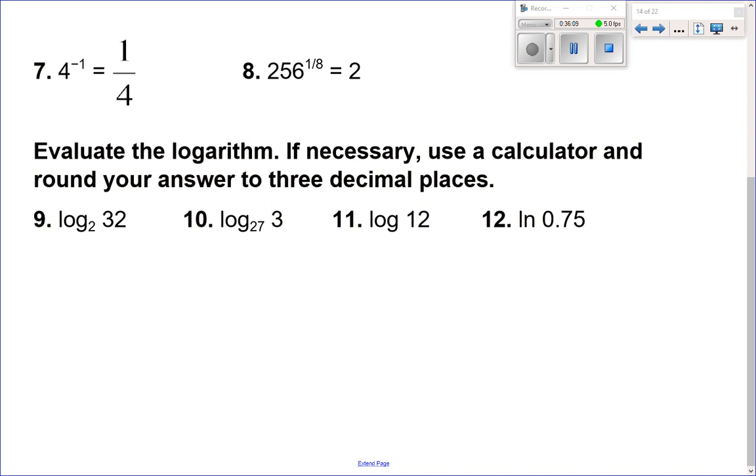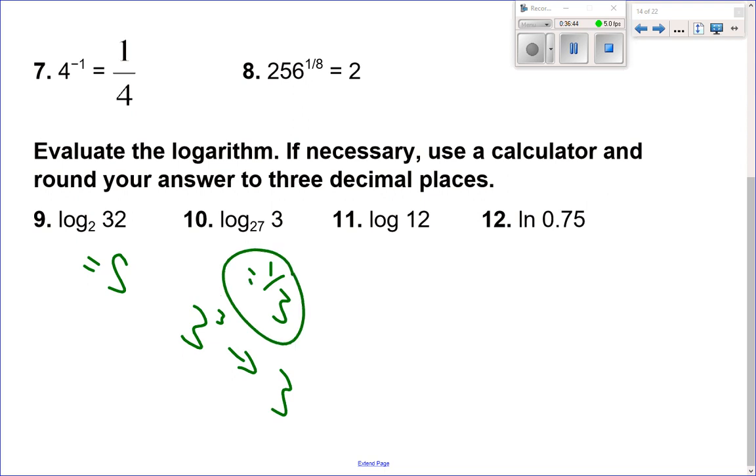What's the log base 2 of 32? What power do you raise 2 to get 32? Log base 27 of 3. So what power do you raise 27 to get 3? 1/3. That's the answer. You could look at it and say 27 is 3 to the 3rd. Well, I want to get to just 3, so how can I get to 3? 1/3. 27 to the 1/3 is 3. 1/3 is the same as saying what? Cube root, if that helps.